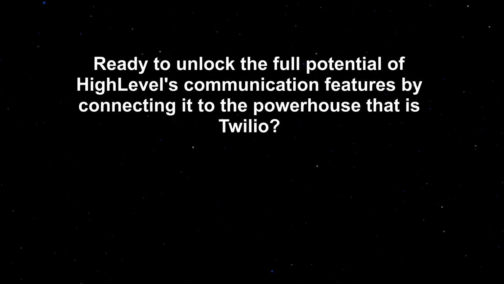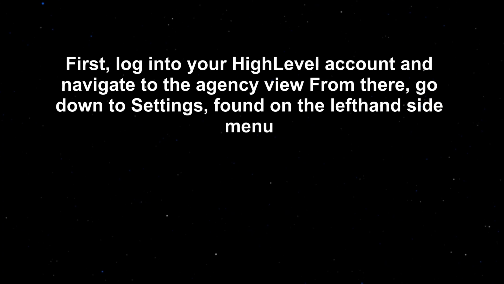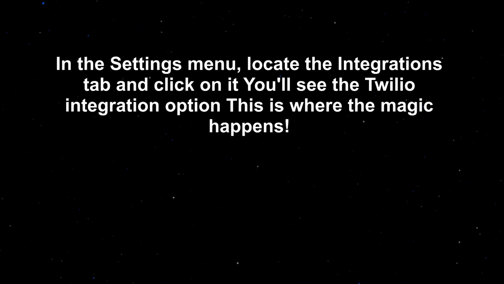Ready to unlock the full potential of HighLevel's communication features by connecting it to the powerhouse that is Twilio? First, log into your HighLevel account and navigate to the agency view. From there, go down to Settings, found on the left-hand side menu. In the Settings menu, locate the Integrations tab and click on it.